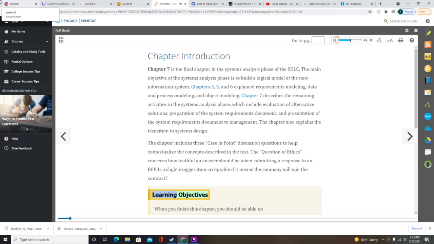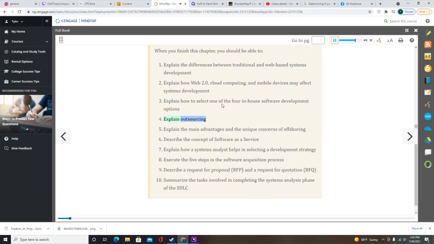Learning objectives. When you finish this chapter, you should be able to: 1. Explain the differences between traditional and web-based systems development. 2. Explain how Web 2.0, cloud computing, and mobile devices may affect systems development. 3. Explain how to select one of the 4 in-house software development options. 4. Explain outsourcing. 5. Explain the main advantages and the unique concerns of offshoring.